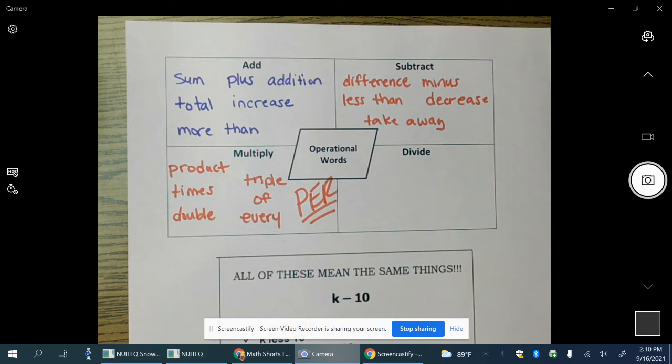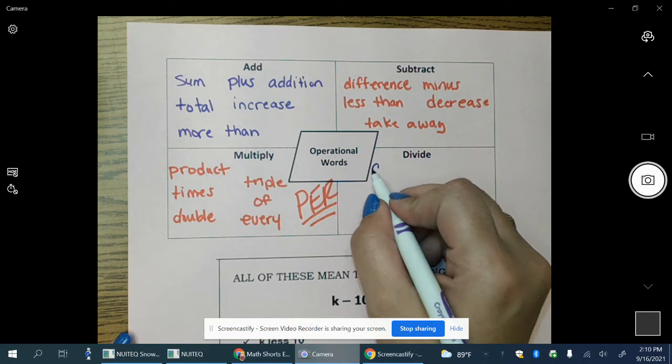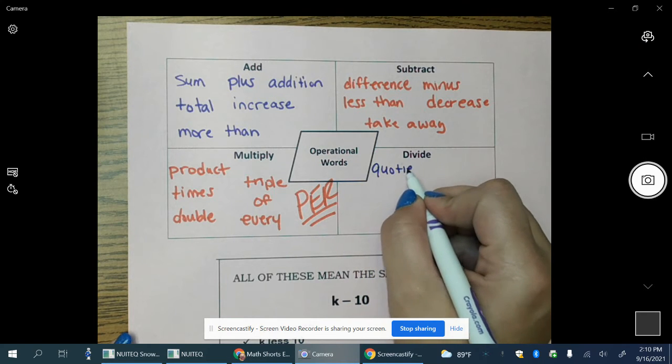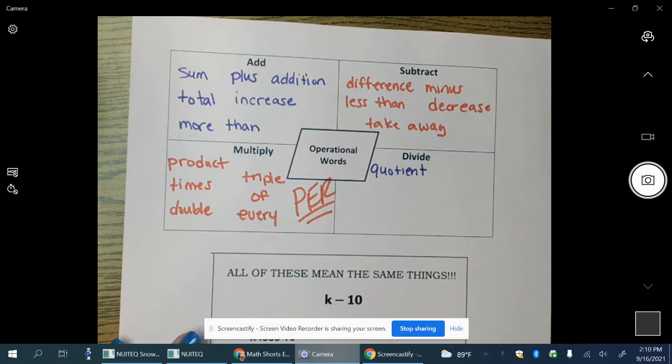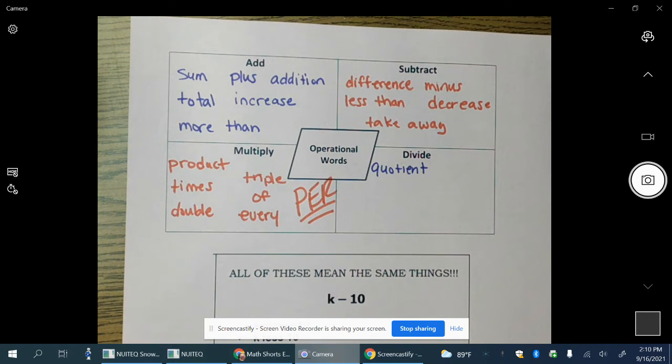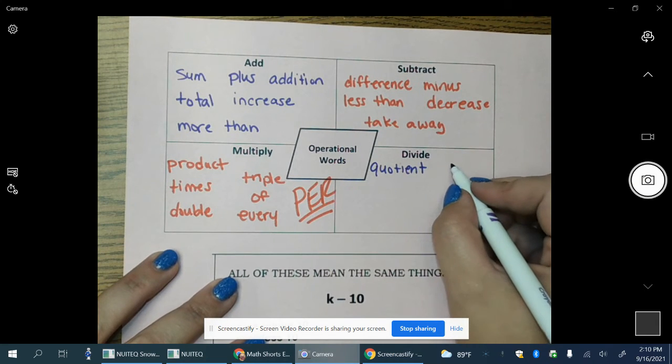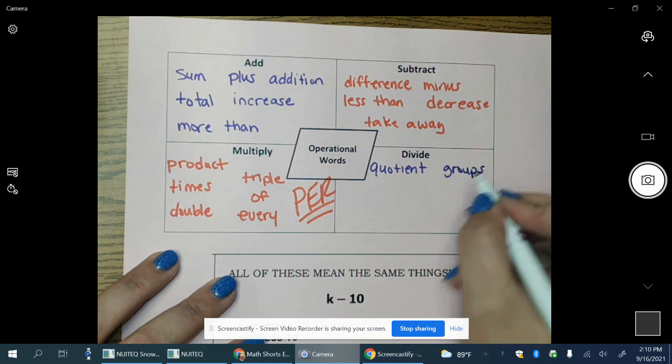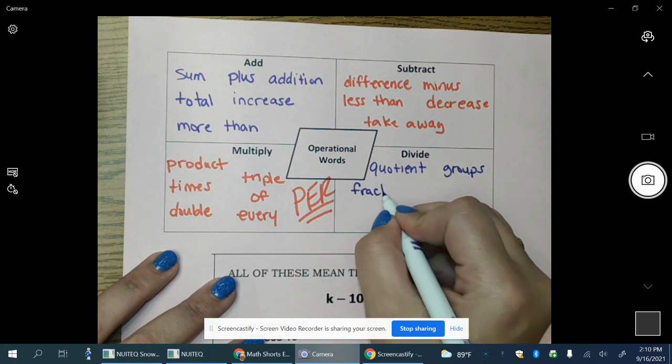All right. Now division. What is the answer to a division problem? It's quotient. Okay? The dividend is the number that's inside the quotient. Okay? What are some other words that tell me that I'm dividing? Divided by. Yeah. Okay? Putting into groups. Oh, good. A fraction is a division problem.